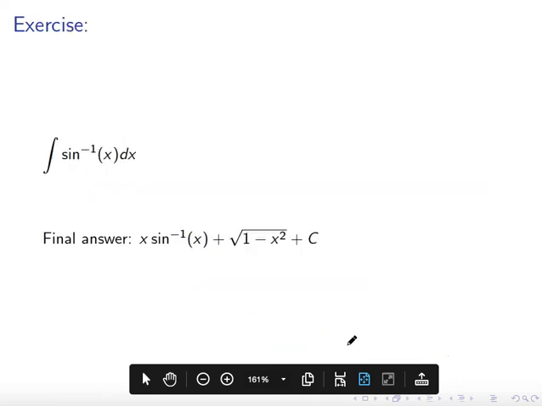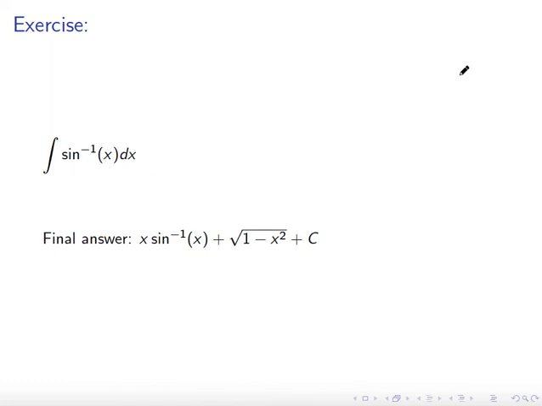Here I have an exercise, not an example: the antiderivative of sine inverse of x dx. I included the final answer for you, so you can check your answer. But remember, you will follow exactly the same pattern as the antiderivative of tangent inverse of x dx. Whenever you have a trig inverse function, and it's alone in the integral, with no other function multiplied by it, you always use that invisible one technique for it.